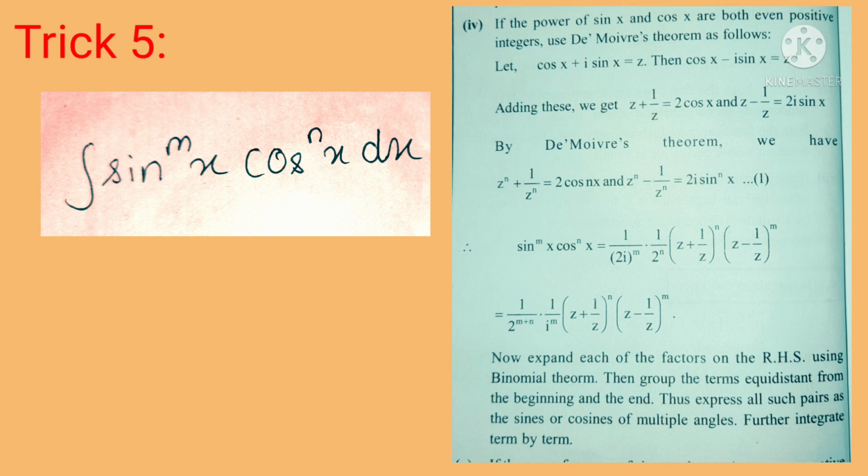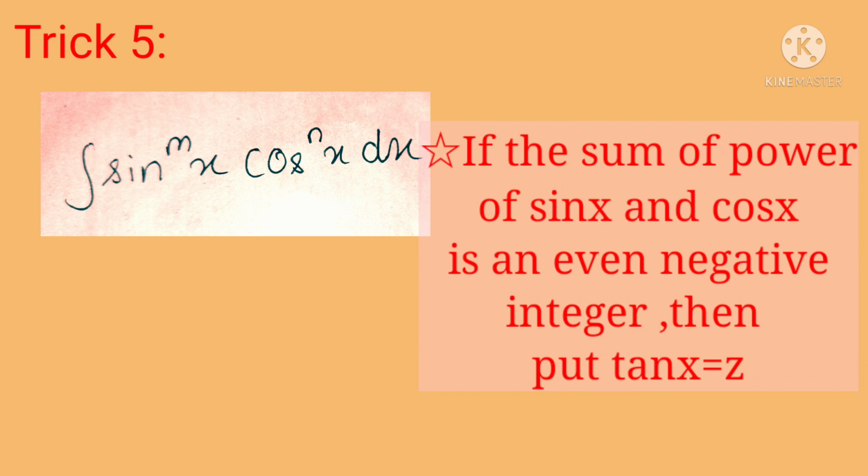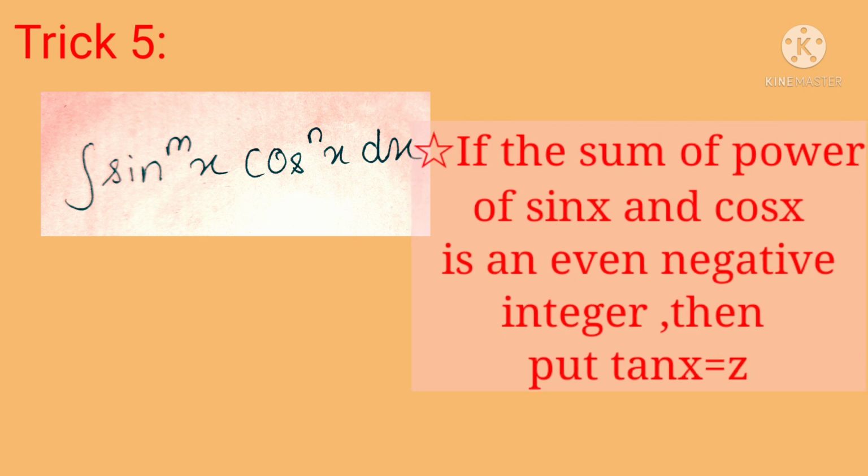Now the fifth property: if the sum of the powers of sin x and cos x is an even negative integer, then we need to put tan x equal to z. So according to different conditions, the situation changes. According to the condition, we need to just substitute the property as we have mentioned in this video.